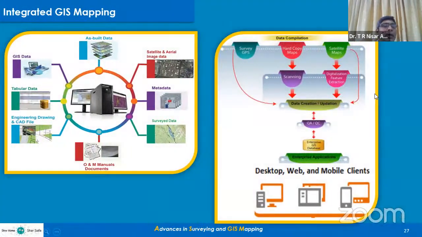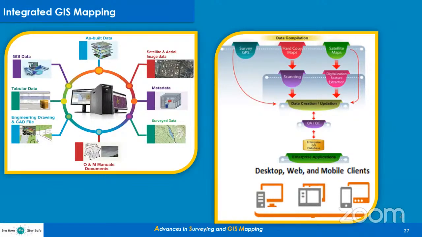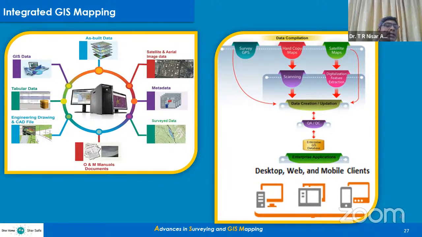Okay. After discussing satellite data technology and all, the next is how this survey data can be used for GIS purposes or GIS mapping. For the mapping, the data may come from satellite imagery, with metadata, GIS data, tabular data, or data from CAD drawings, and is supported with operational maintenance manuals and all.